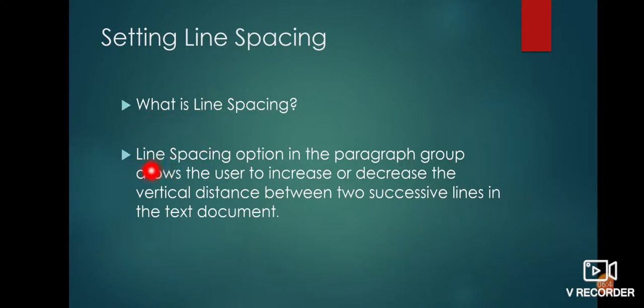So let's see what that is. Line spacing is an option in the paragraph group that allows the user to increase or decrease the vertical distance between two successive lines in a text document. This line spacing can be set according to our need. We can increase the vertical distance or we can decrease the vertical distance.